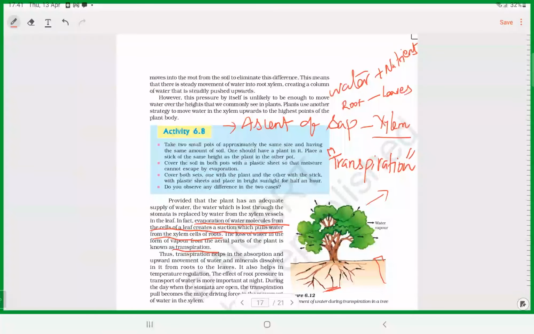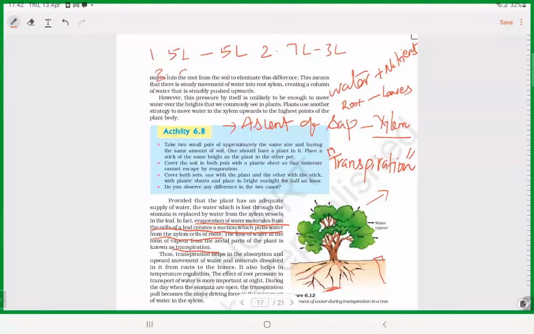50-50. You are telling 50-50. 5 liters of water for transpiration, 5 liters for photosynthesis. Maybe option 1 is okay. 5 liter, 5 liter. Option 2? 7 liters, 3 liters, means 70-30 percent. 50-50, 70-30. Any other option? I will give you some options, in percentage basically.